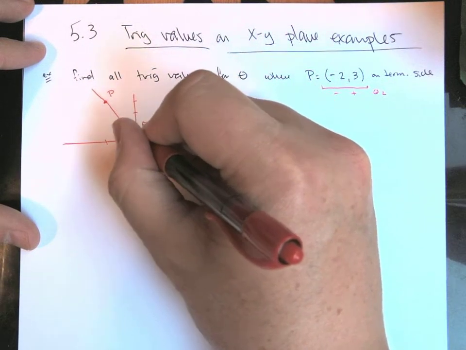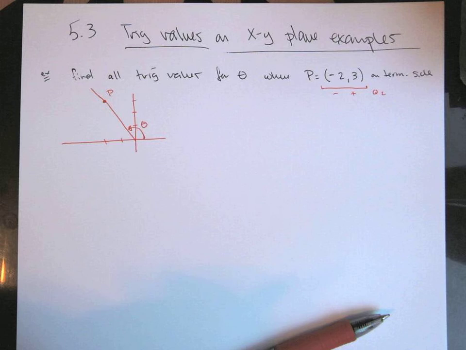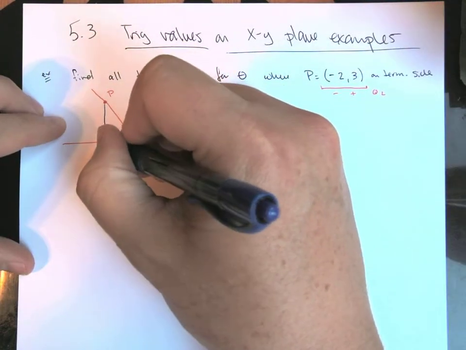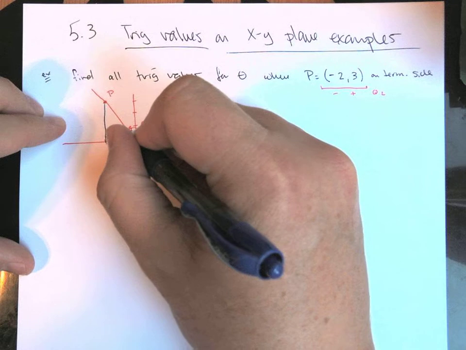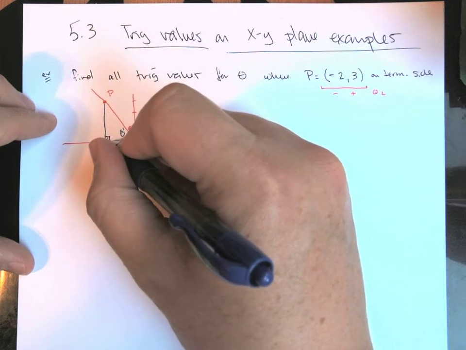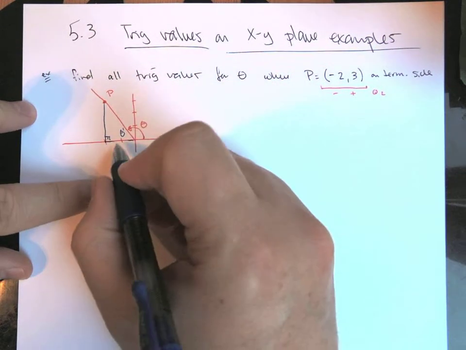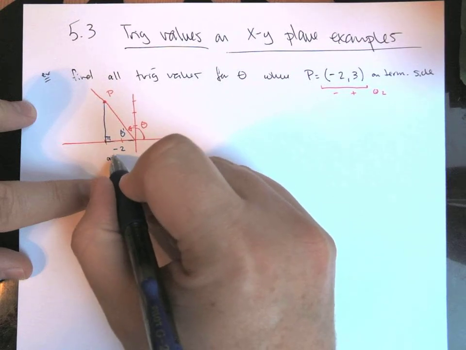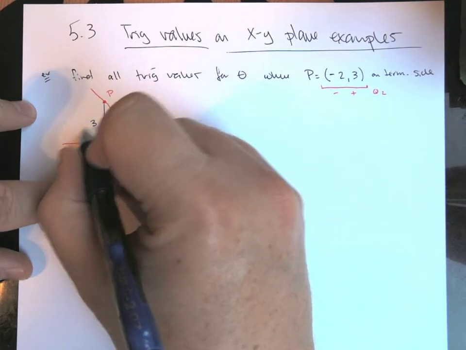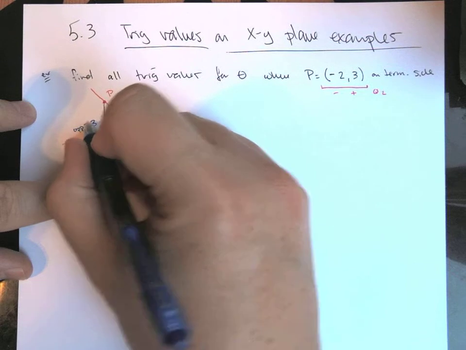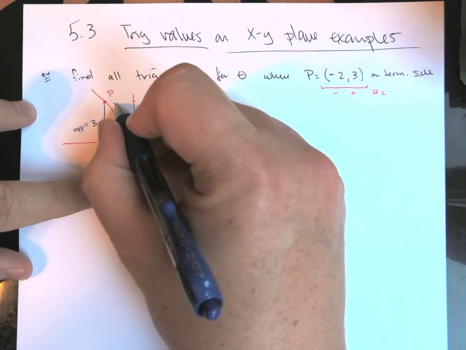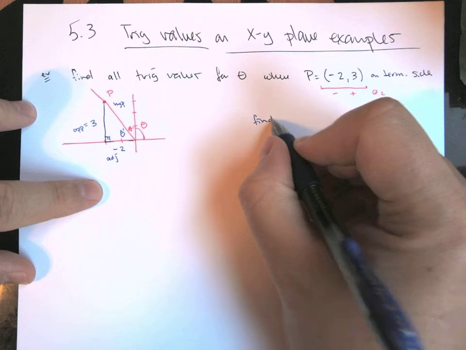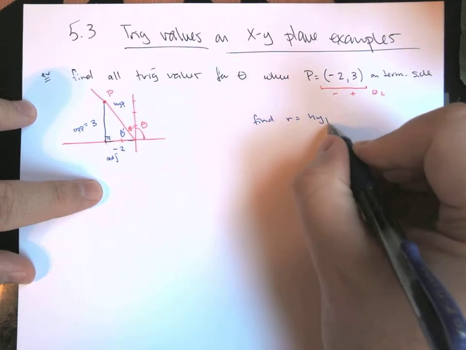So our angle is this exterior angle. What we're working with then, to draw our triangle straight down, we're using our reference angle as the internal angle here. So we've got x is -2. That's going to be our adjacent. The y value is +3. That's going to be our opposite. And then we've got to figure out our hypotenuse. So let's find r, which is our hypotenuse.